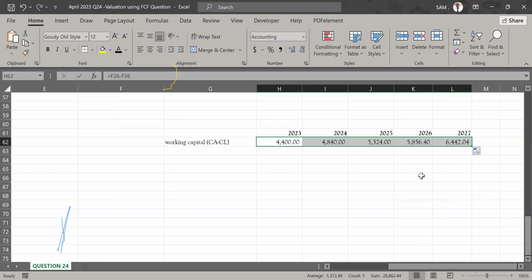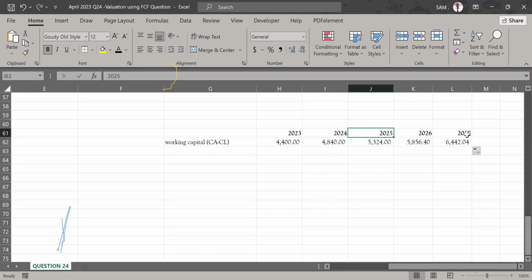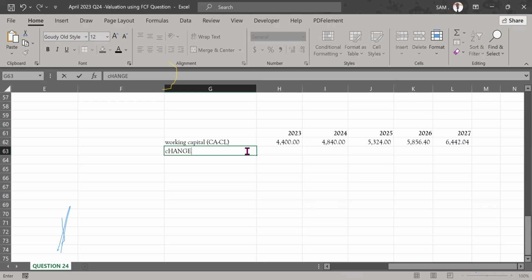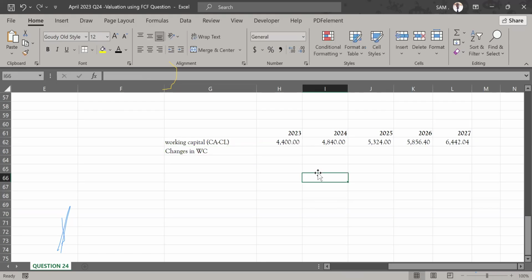So those are the working capital elements. This is working capital in 2023, 2024, 2025, all the way to 2027. These are not changes. These are just working capital, because I've just gotten the difference between current assets and current liabilities. So what are the changes now? Changes in working capital. We know what a change is.